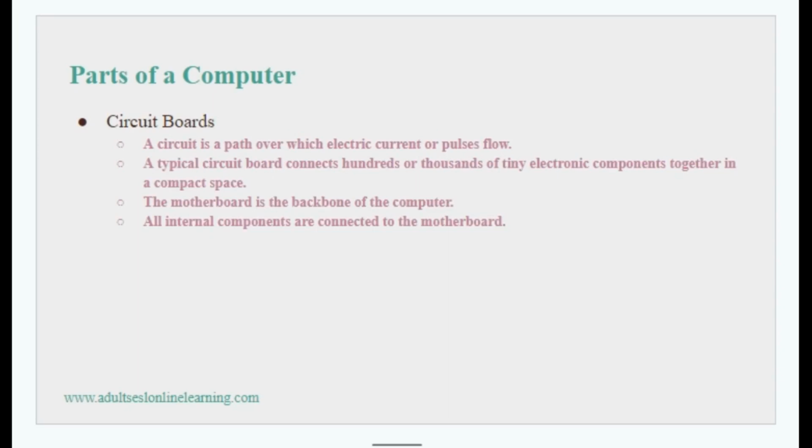Circuit boards. The inside of a computer is very complex. Many unique circuits work together to process the information input into the computer. A circuit is a path over which electric current or pulses flow. A typical circuit board connects hundreds or thousands of tiny electronic components together in a compact space.